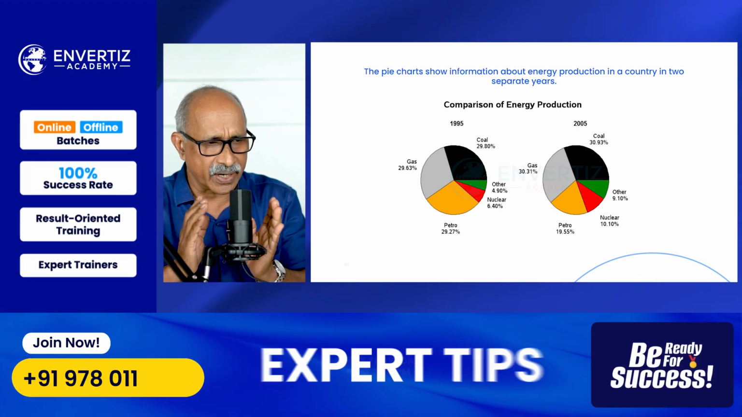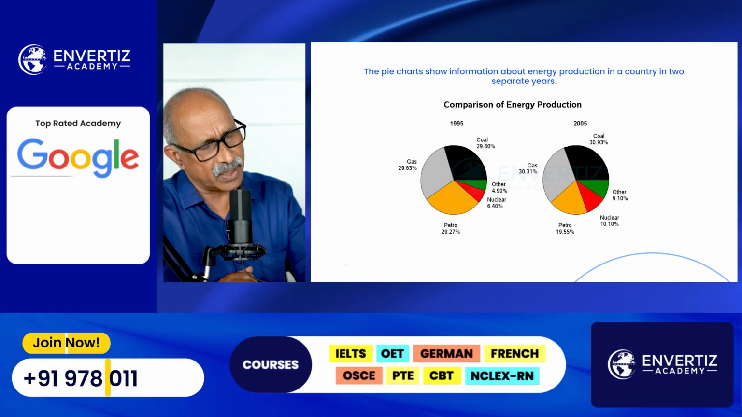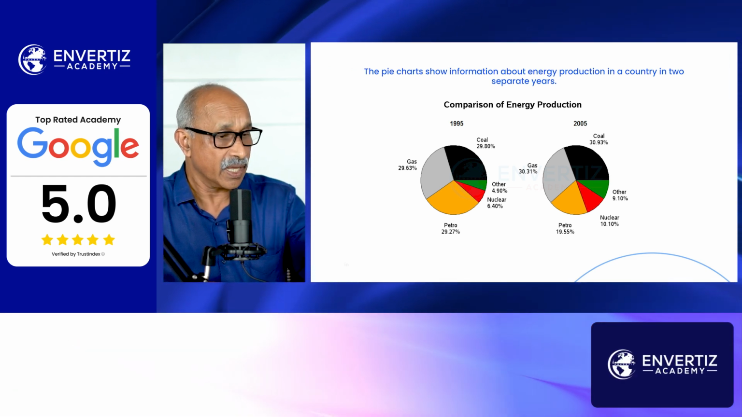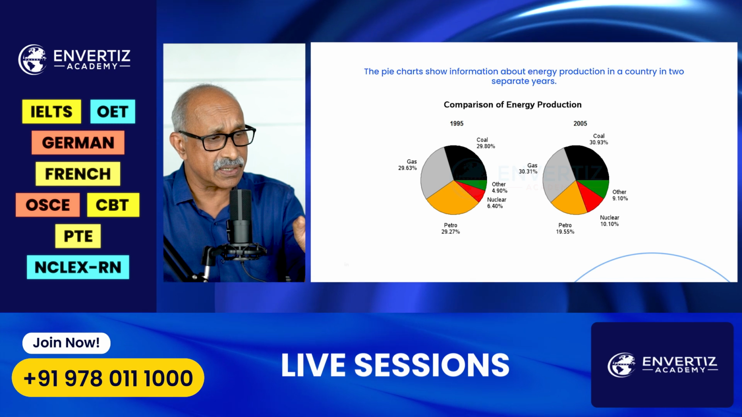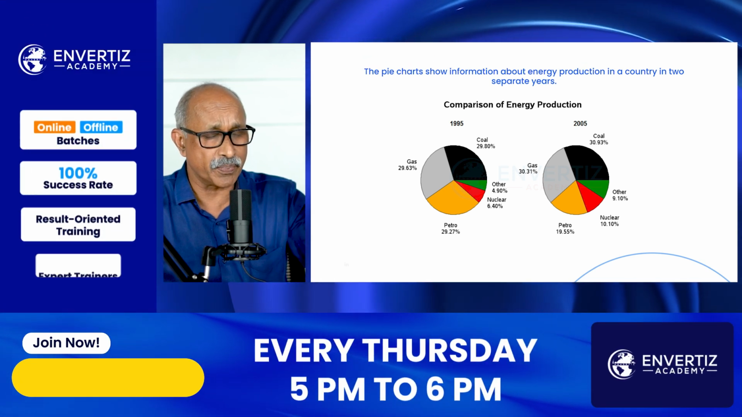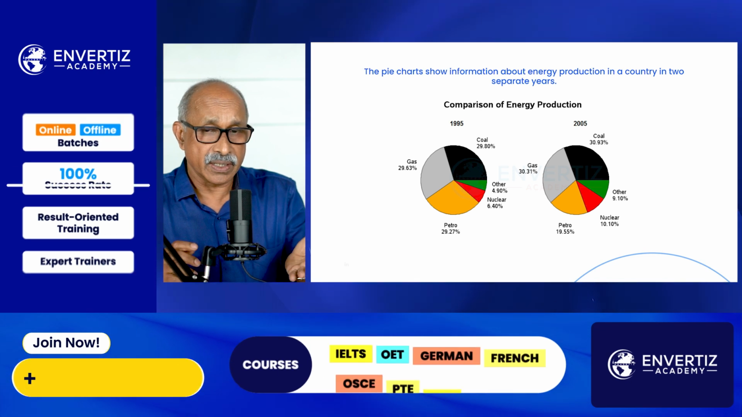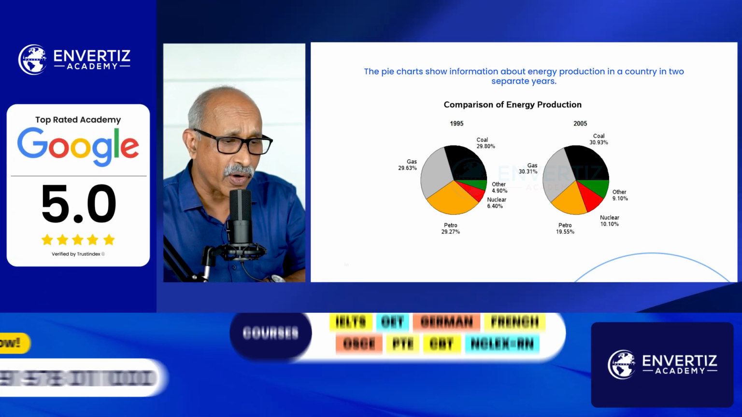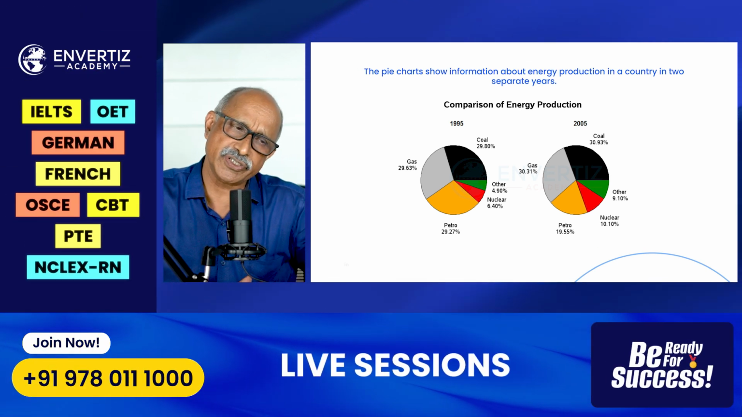Next, if you want, you can write this next sentence in a different paragraph, or you can write in the same paragraph. On the other hand, 29.27% of electricity was produced from petrol, but in 2005 it has come down to only 19.55% of energy produced from petrol.